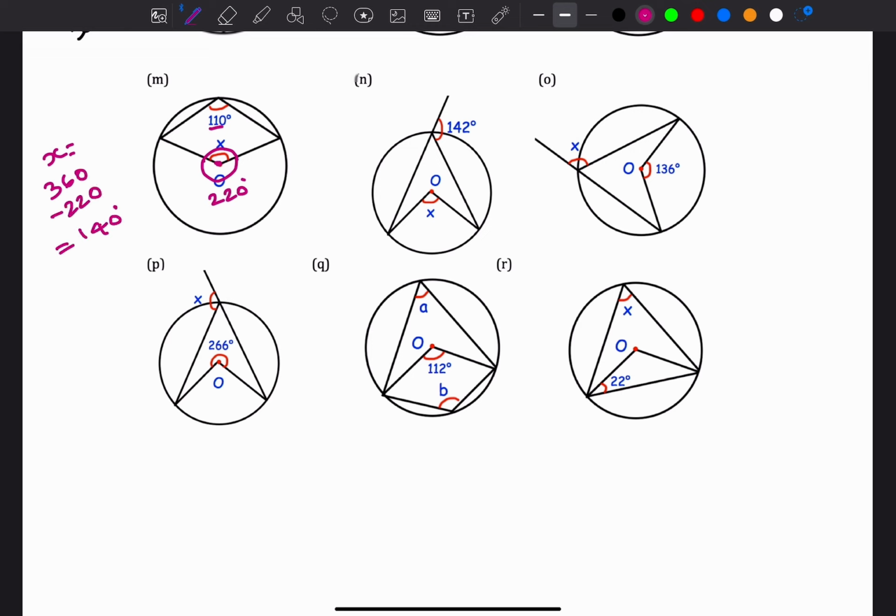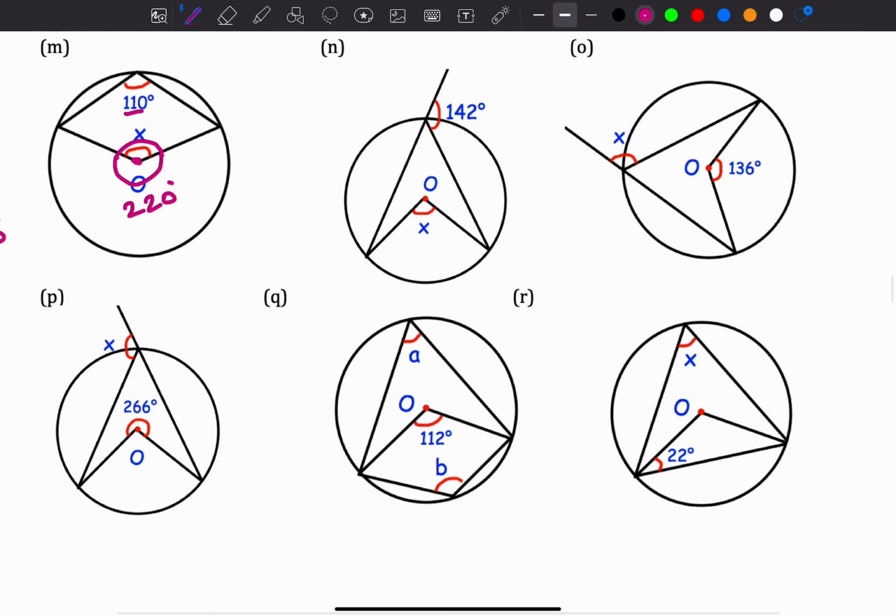Okay, right. And if you look at this one, this is your angle. This is a straight line anyway. So 180 minus 142, which will give you 38. And then the angle at the center is double the angle. Double 38 is 76. X is 76.